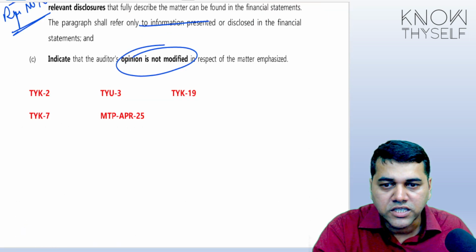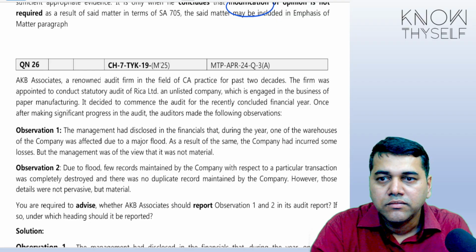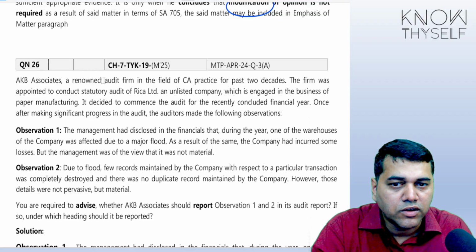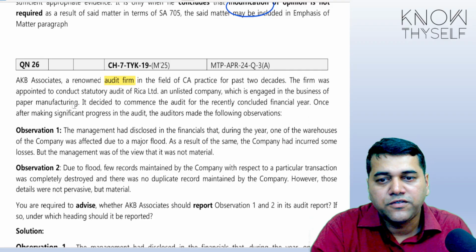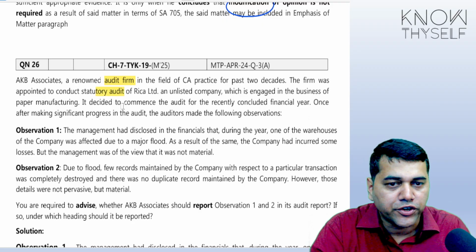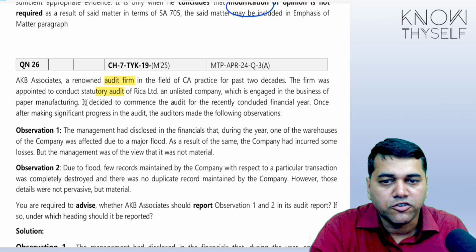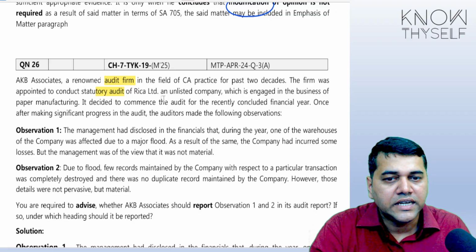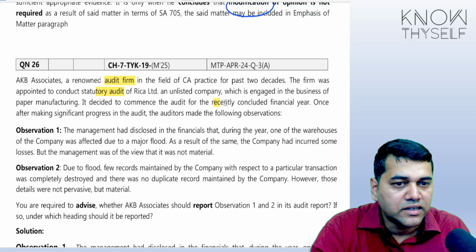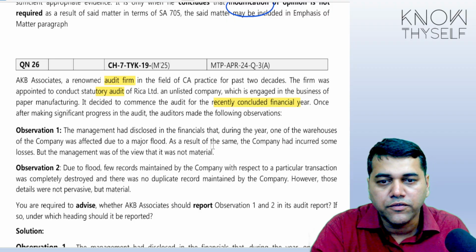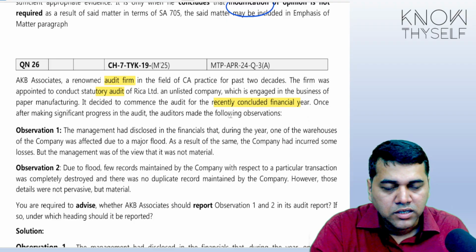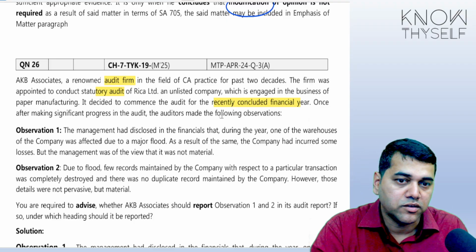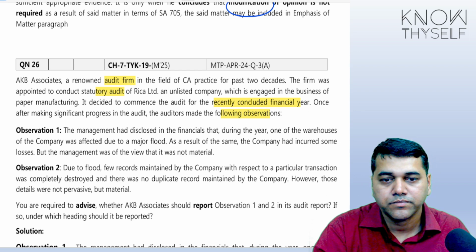Now, test your knowledge 19. ABK Associates, an audit firm, has been in practice for the last two decades. The firm was appointed to conduct the statutory audit of a company engaged in the business of manufacturing paper. It decided to commence the audit for the recently concluded financial year. Once significant progress was made, the following observations were made. Okay, let us see the observations.